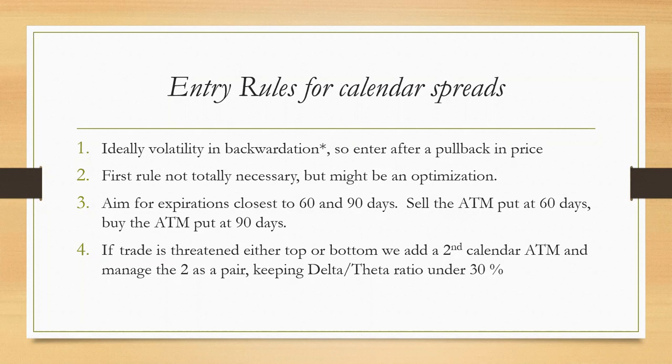You'll see part of my strategy here is to trade farther from expiration. And we're getting into that here. So I made this statement, ideally volatility is in backwardation. So that would be like when there is a spike in volatility, it's usually affecting your shorter dated options more than the longer dated ones. And so that might be an optimization. You know, line 2, I said first rule, not totally necessary. I've put these things on when volatility is low, and typically it does just fine.